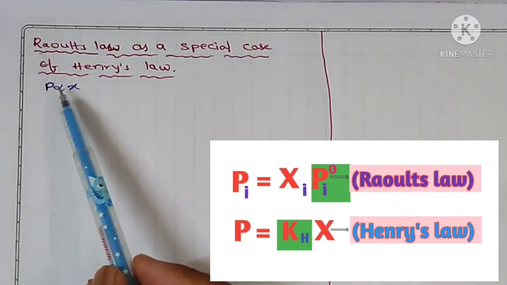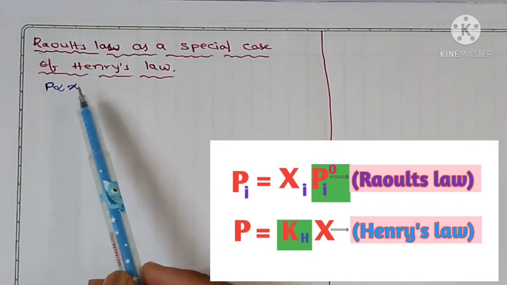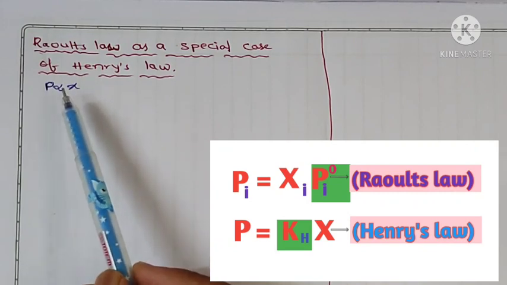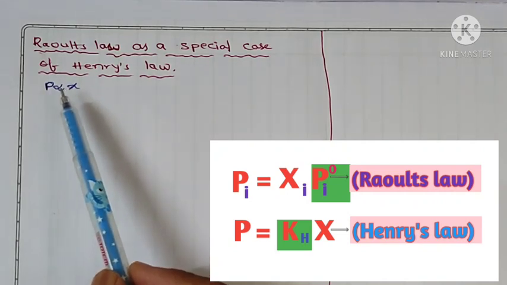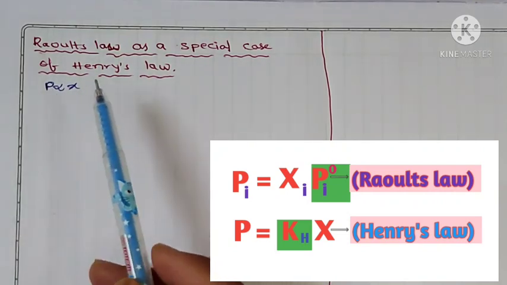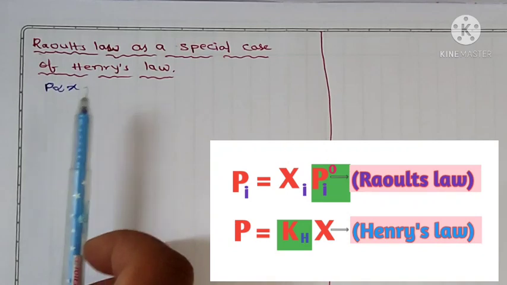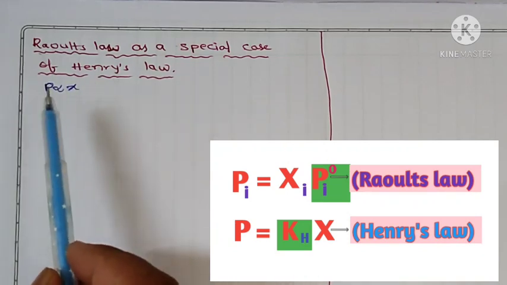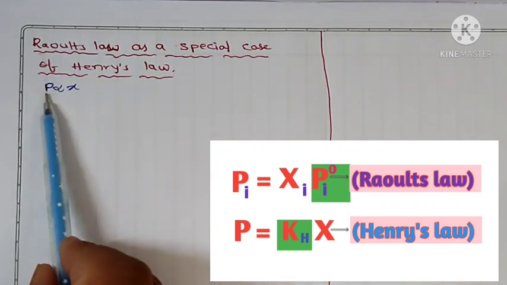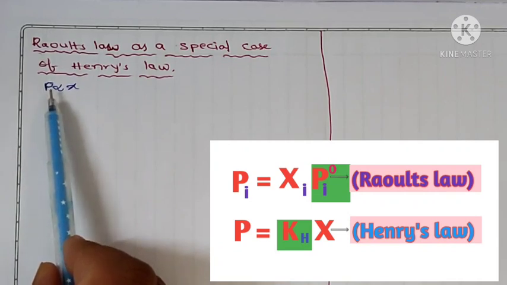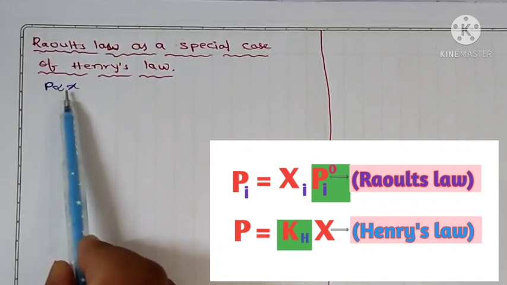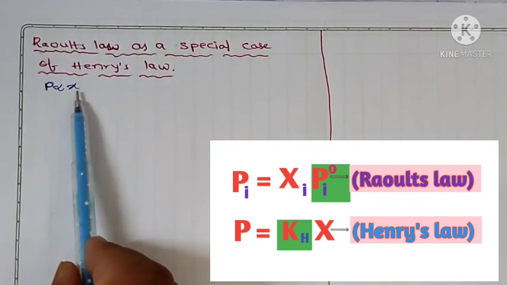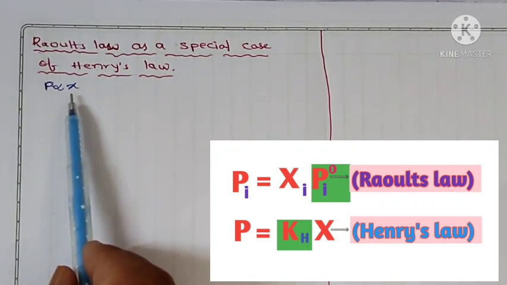Raoult's law tells us about liquid in liquid, where both the solvent and solute are in the liquid state. So what is the Raoult's law statement? For a solution of volatile liquids, the partial vapor pressure of each component is directly proportional to its mole fraction present in the solution. So this is Raoult's law.